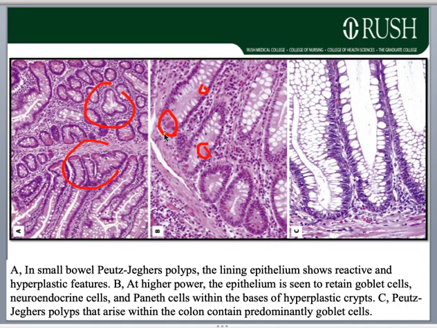The farthest panel to the right, panel C, shows a colonic type of Peutz-Jeghers polyp, which again are composed of goblet cells with few interspersed absorptive cells, again, which are native to the colon itself.